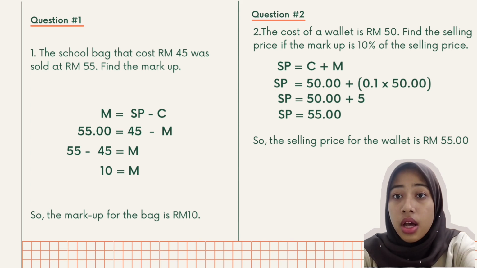For question 2, we need to find the selling price of the wallet that costs 50 ringgit. So we use another formula, which is selling price equals cost plus markup. Selling price equals 50 ringgit plus, open the bracket, 0.1 multiply 50 ringgit, close the bracket. Selling price equals 50 ringgit plus 5 ringgit. Selling price equals 55 ringgit. The total selling price is 55 ringgit.